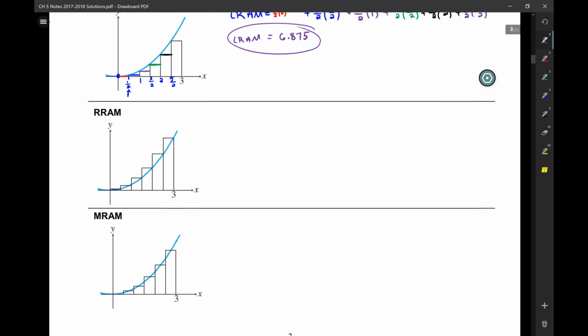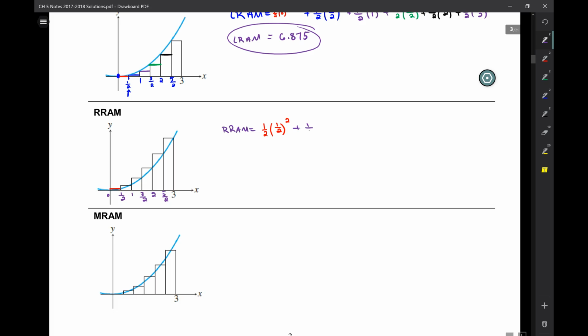Okay, now we're going to do the right end point. So again, this is 0, 1/2, 1, 3 over 2, 2, 5 over 2. Now, again, the first rectangle, it's 1/2 for the base. And what's the height? Not 0. Now we're going to do the right end point. 1/2 squared. Okay, so this is RRAM.